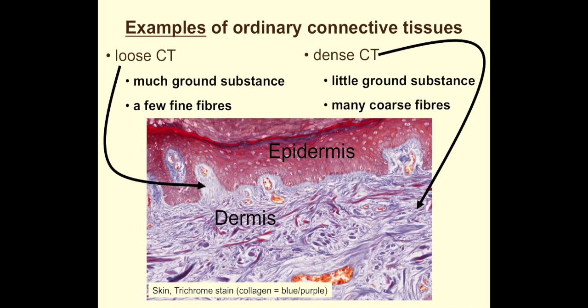The dense connective tissue is below that, which is the true dermis or the reticular dermis, and you can see it's made up of these big red purple bands, and these are thick coarse fibers of collagen and elastin. There's little ground substance, so it's not about diffusion. The fibers that are present here are running in many different directions, so it's actually about resisting forces from different directions.